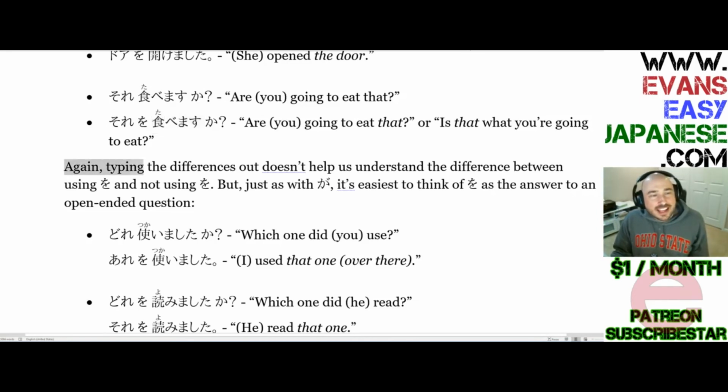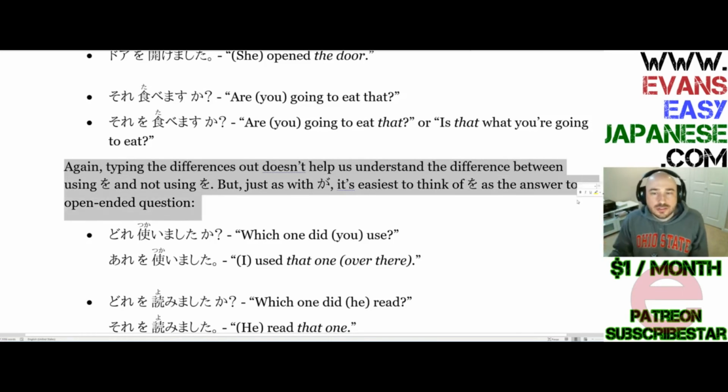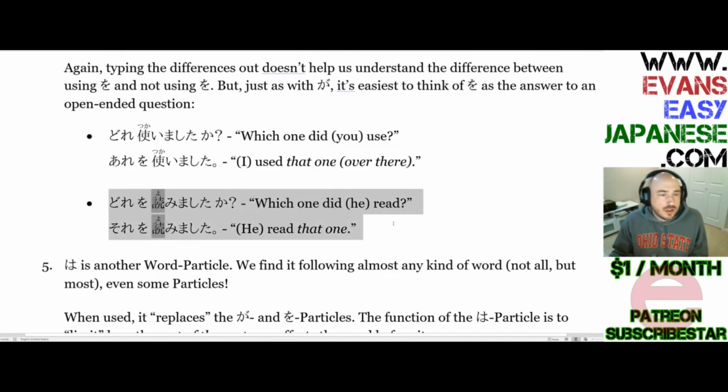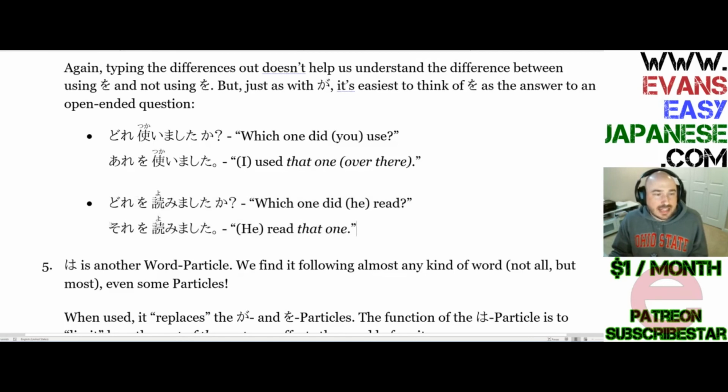All right. Again, typing the difference doesn't help us understand the emphasis. But just with ga, it's easier to think of it as the answer to an open-ended question. Dore o tsukaimashita ka? Which one did you use? Are o tsukaimashita. I used that one over there. Dore o yomimashita ka? Which one did he read? Sore o yomimashita. He read that one. That is the one that he read. The one over there.